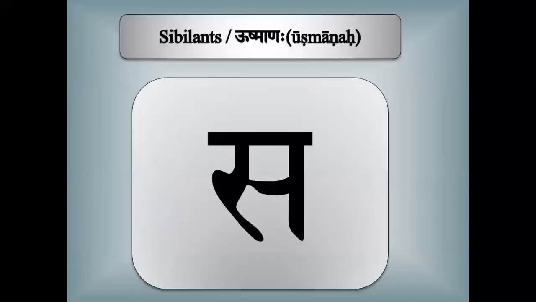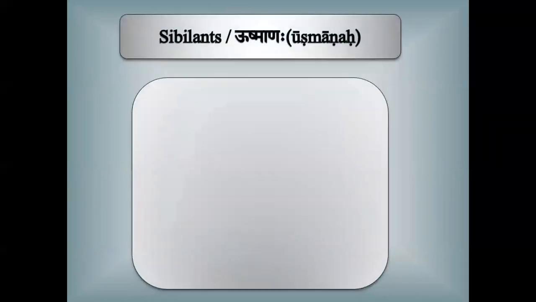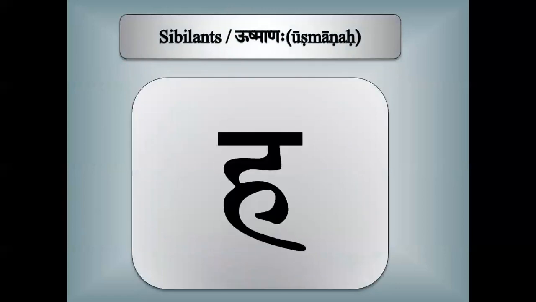Then the next one is sa. Sa looks like the letter ra written with one vertical stroke, and both are joined by a horizontal stroke, and one horizontal stroke at the top. So this is sa. The last one is ha. It is ha.